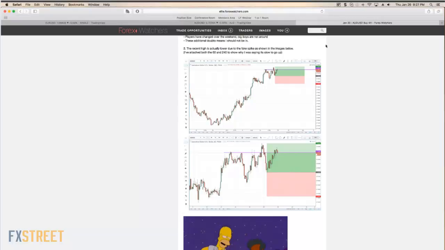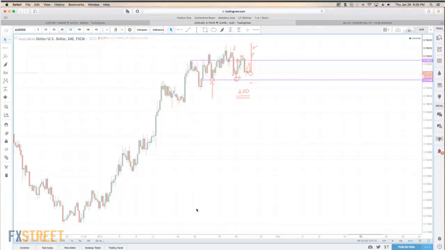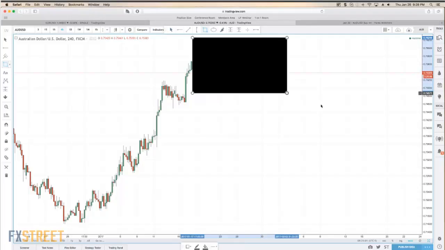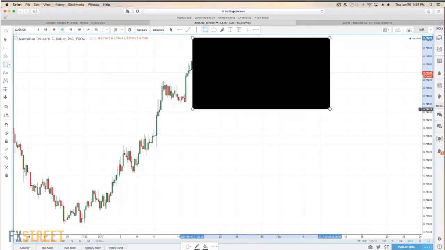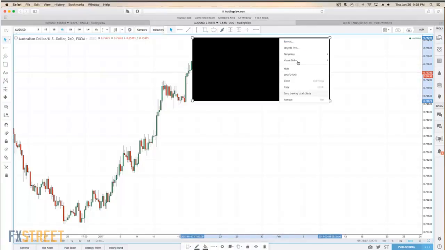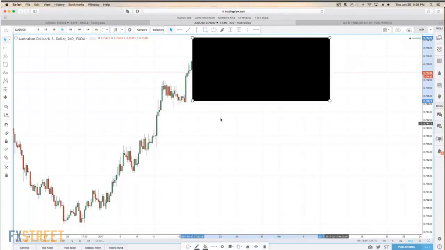What if I was to do this? I'm going to see if I can make this dark for you guys. Okay, what if I was to do this? Okay, everyone see the black part of my screen?